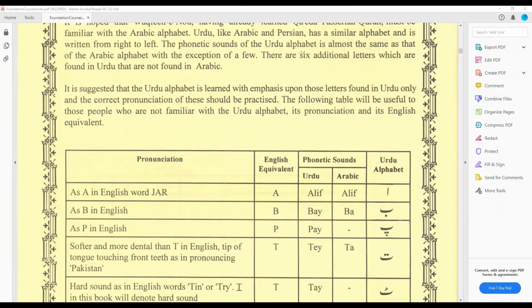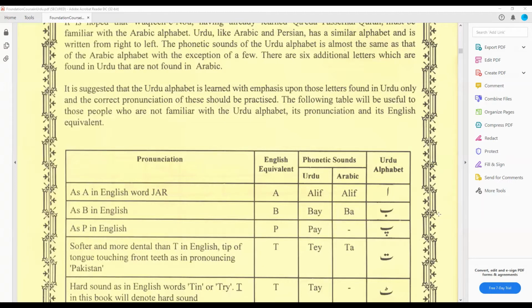The Urdu alphabet is almost the same as the Arabic alphabet, with the exception of a few letters, because Arabic has fewer letters and Urdu has more. There are 6 additional letters found in Urdu that are not found in Arabic. It is suggested that the Urdu alphabet is learned with emphasis on those letters found only in Urdu, and correct pronunciation of those should be practiced. The following table will be useful for people who are not familiar with the Urdu alphabet, with pronunciation and its English equivalent.